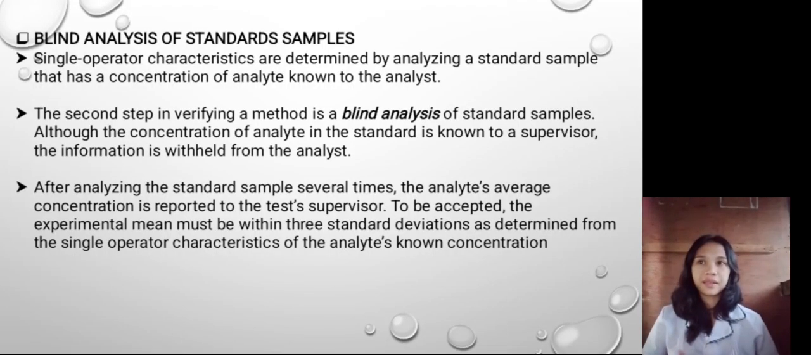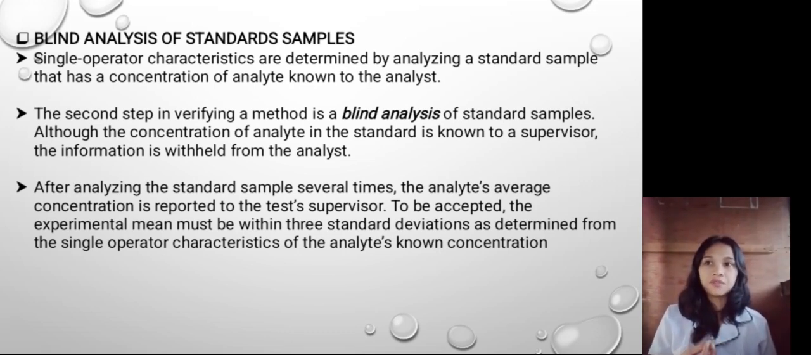So next is blind analysis of standard samples. Single operator characteristics are determined by analyzing a standard sample that has a concentration of analyte known to the analyst. The second step in verifying a method is blind analysis of standard samples. Although the concentration of the analyte in the standard is known to a supervisor, the information is withheld from the analyst. After analyzing the standard sample several times, the analyte's average concentration is reported to the test supervisor.